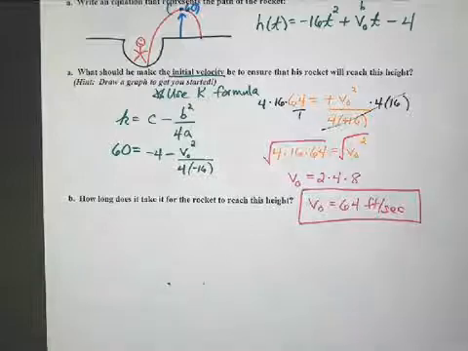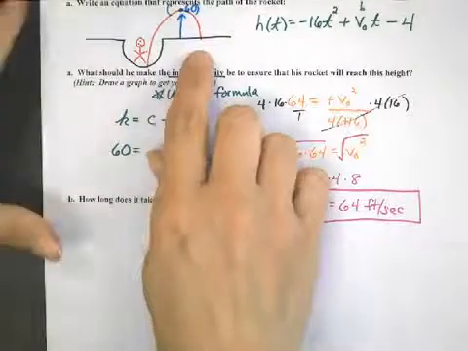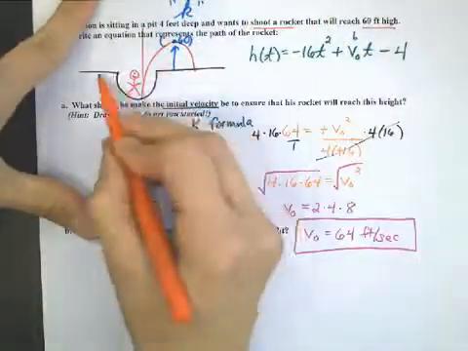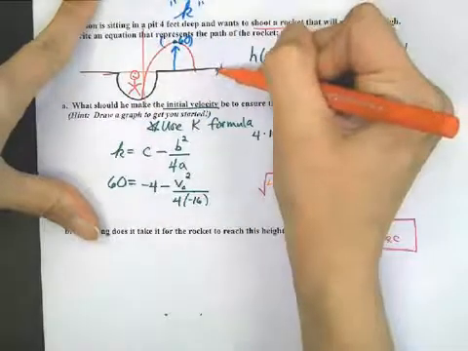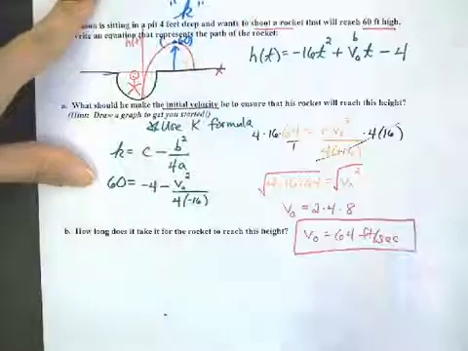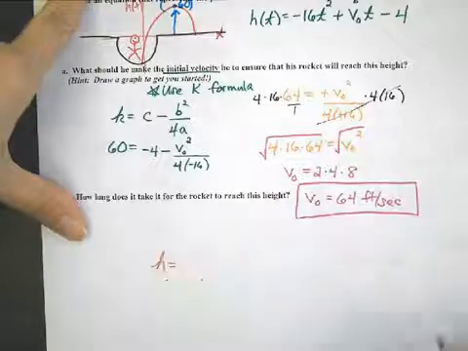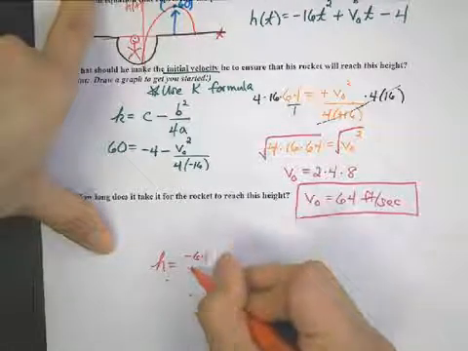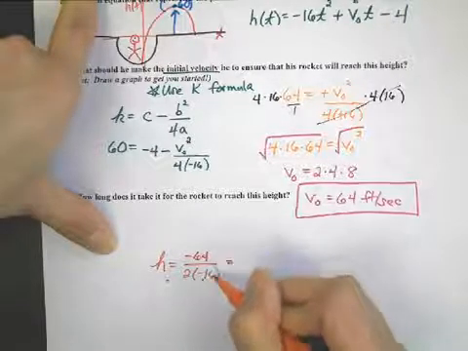How long does it take the rocket to reach that height? When you're looking at your graph, which we already have here, the x and y-axis would go something like this. The x-axis is time, or the t-axis, and the h of t was the height. So now they want me to find h. This is an h calculation. H equals negative b, which is negative 64, over 2a, which is negative 16.